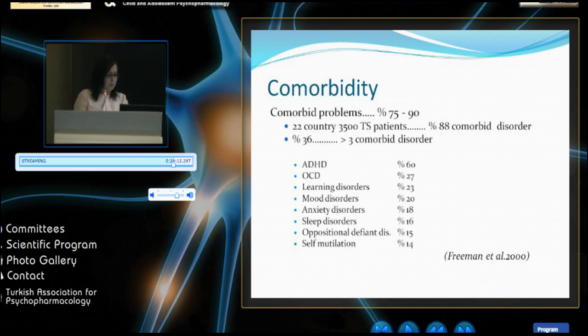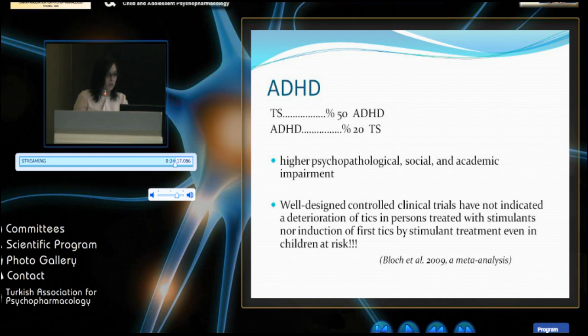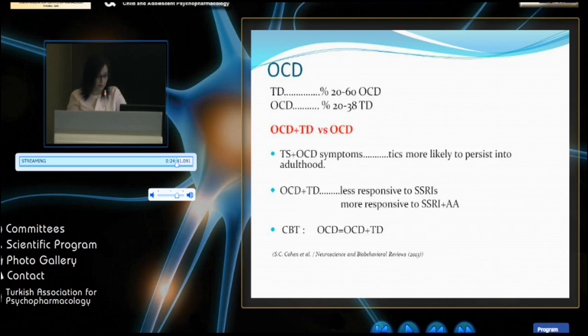This is the comorbidity slide. We mostly see hyperactivity and OCD as comorbidity with this disease. When it is accompanied by hyperactivity, it is of course higher in terms of psychopathological and social and academic impairments. Well-designed controlled clinical trials have not indicated deterioration of tics in persons treated with stimulants, but of course it may prevent having higher doses in the treatment algorithm.